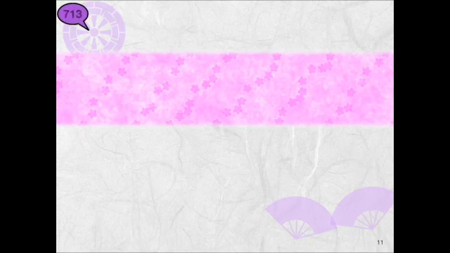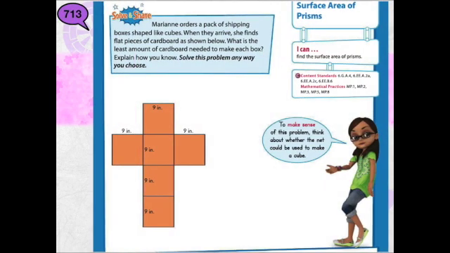Okay, so let's answer textbook page 713. Let us read, solve, and share a problem all together. Marian orders a pack of shipping boxes shaped like cubes. When they arrive, she finds flat pieces of cardboard as shown below. What is the least amount of cardboard needed to make each box? Explain how you know.